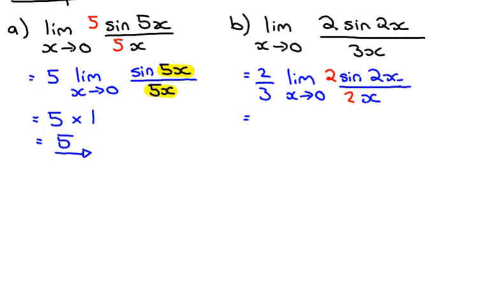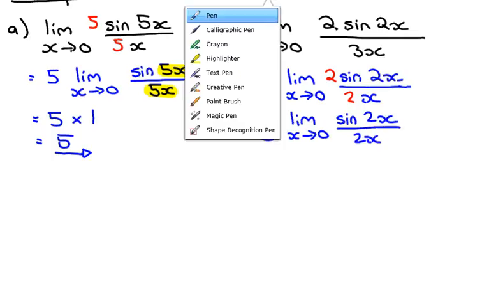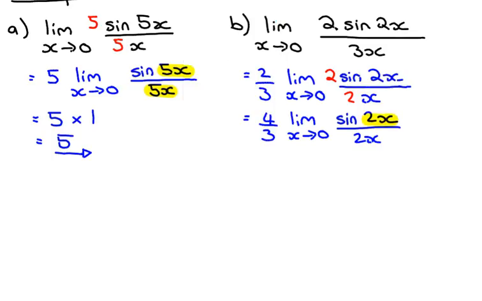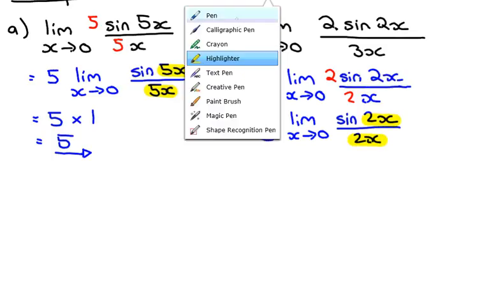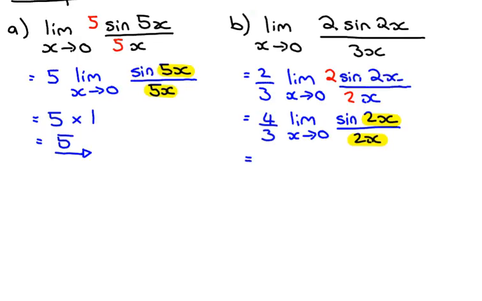Okay, now I'm allowed to take this 2 out, so I take it out and I've got 2 over 3 times 2, which means I've actually got 4 over 3 limit as x tends towards 0 of sine 2x over 2x. Now again, I've got sine of something over the same something, which means the limit of that will be 1. So I've got 4 over 3 times 1, which is 4 over 3.